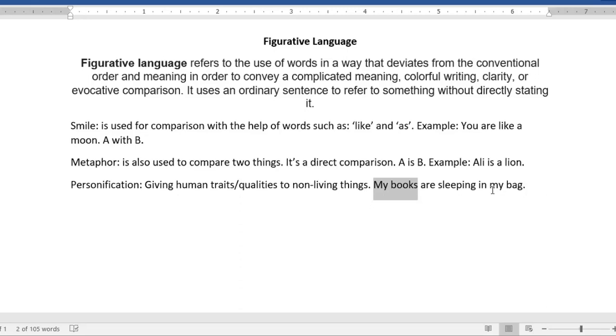Then the impact these words give is deeper, more colorful, more evocative. For example, if I just say my books are in my bag, then it's not that evocative or lively, and we can't understand that much. When we say my books are sleeping in my bag, we get a deeper meaning. Maybe it has been many days that I haven't read my books, they are just in my bag. Or maybe my books are resting because I have read a lot. So depending on the situation, we can understand. Do you understand this?